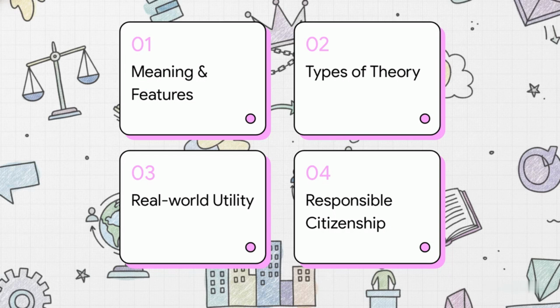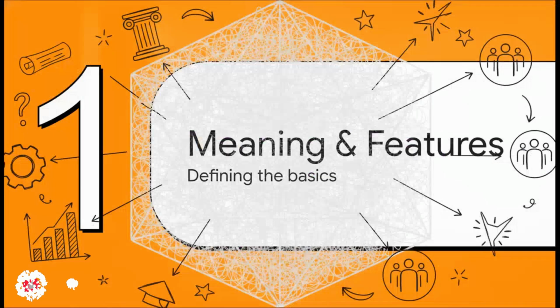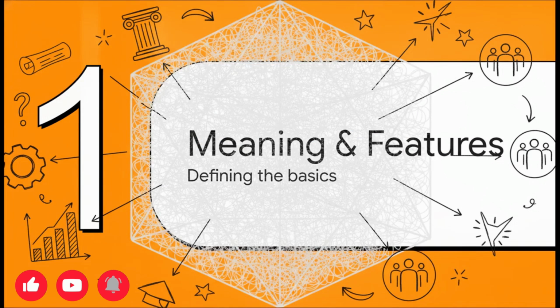Okay, so here is our roadmap for today. We're covering 4 key areas. First, the meaning and features of political theory. Second, the types of theory. Third, its real-world utility. And fourth, responsible citizenship. Starting with Section 1, meaning and features. Let's define the basics here.